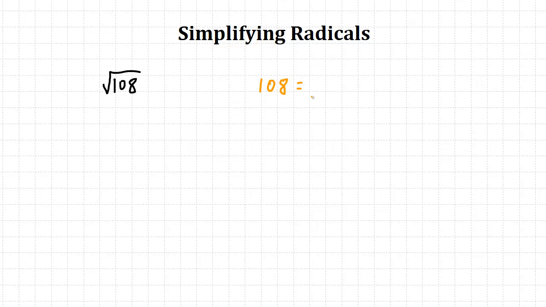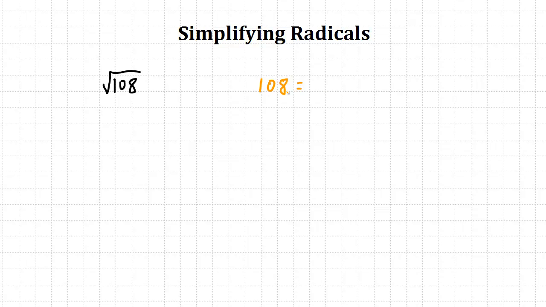Specifically, I want to think about perfect square factors of 108. By perfect square factors, I mean numbers like 4, 9, 16, 25, 36. I want to know which of those numbers go into 108. Figuring that out is going to take a little bit of trial and error, a little bit of intuition and a little bit of mental math.